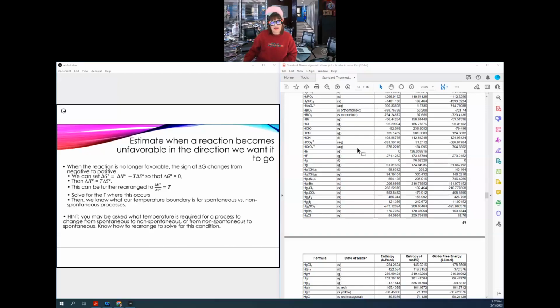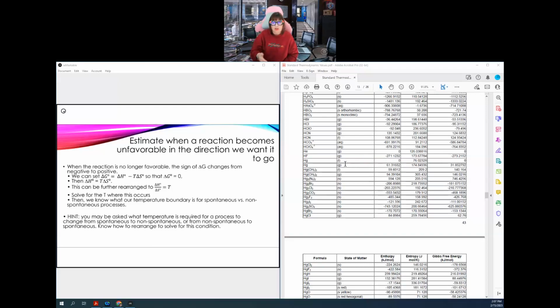Hey guys, welcome back. So, one of the other things I want to talk about is we want to be able to see, is there a temperature at which the spontaneity of this is going to change? So, if it's spontaneous only at some temperatures, where is that going to change? Where is it going to be? So, above that temperature, it's spontaneous, or below that temperature, it's spontaneous, if it's not spontaneous all the time.